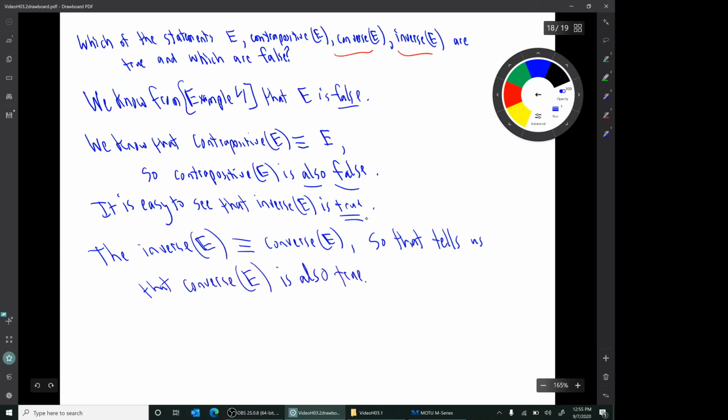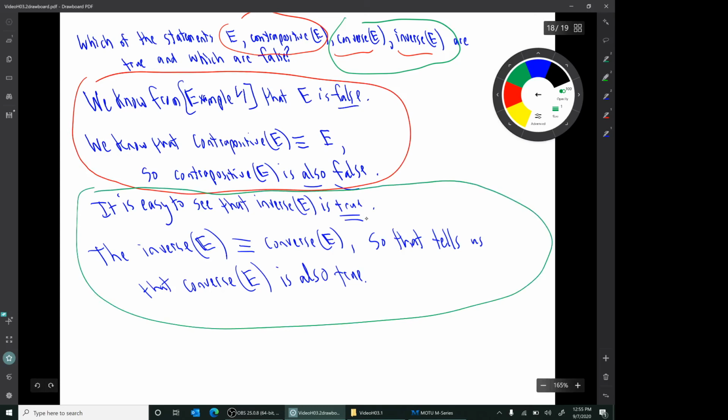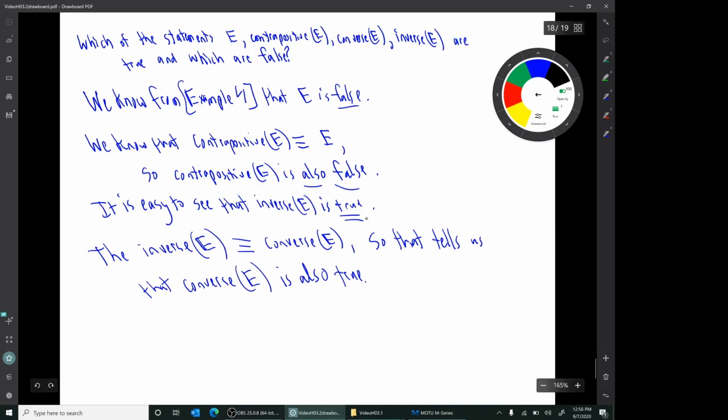So of these four statements, the original statement E and its contrapositive, and then its converse statement and its inverse statement, of those four statements, E and contrapositive E are both false, and converse E and inverse E are both true. That's the end of the video.